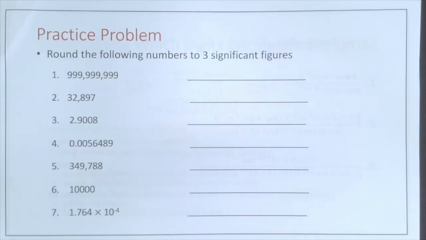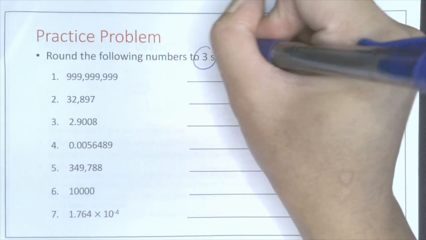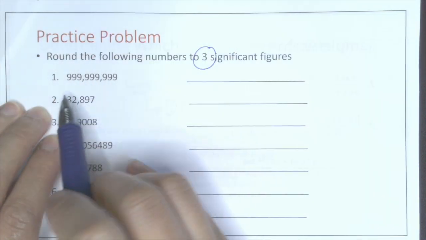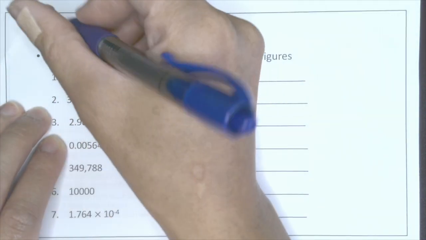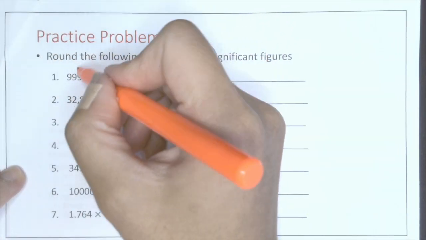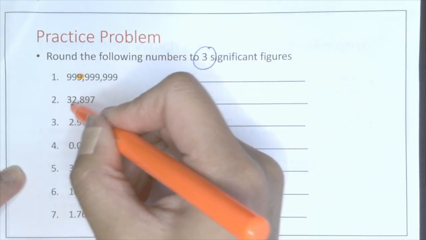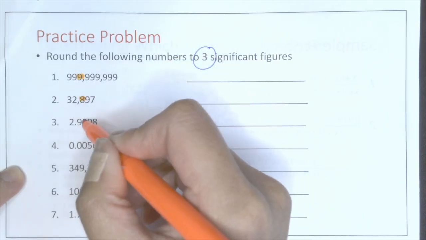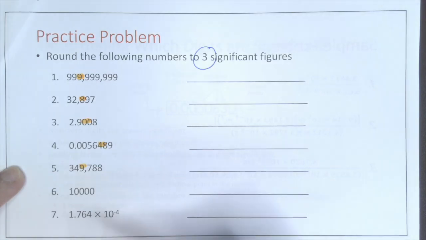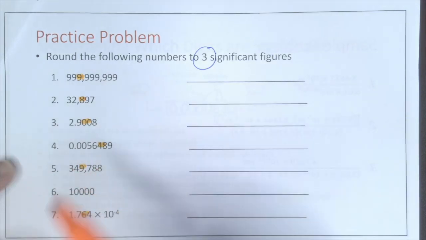Okay, we have practice with rounding, and in this case, we are rounding the values to 3 significant figures only. So let's figure out where that's at. So 1, 2, 3. So this will be rounded to, let me just go ahead and highlight. So this is rounded to this value, 1, 2, 3, 1, 2, 3. Okay, so these are the values that we need to round.